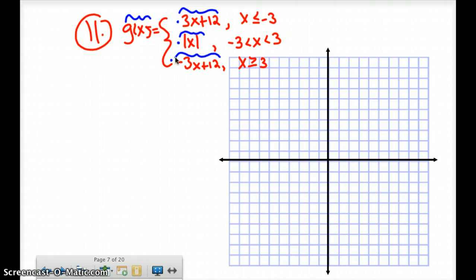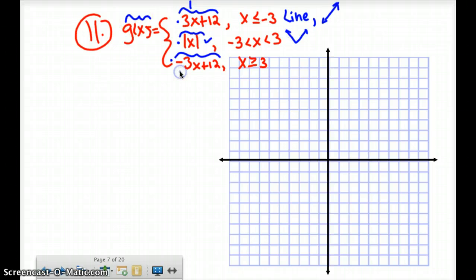It'll help you out. So 3x plus 12 is linear, which means I'm going to have a line in this section. It's going to be going uphill because the slope is 3. So just get that general shape in mind. In between negative 3 and 3, I'm going to have the absolute value of x. So we talked yesterday about how that makes that V shape. And I'm going to have that in between.